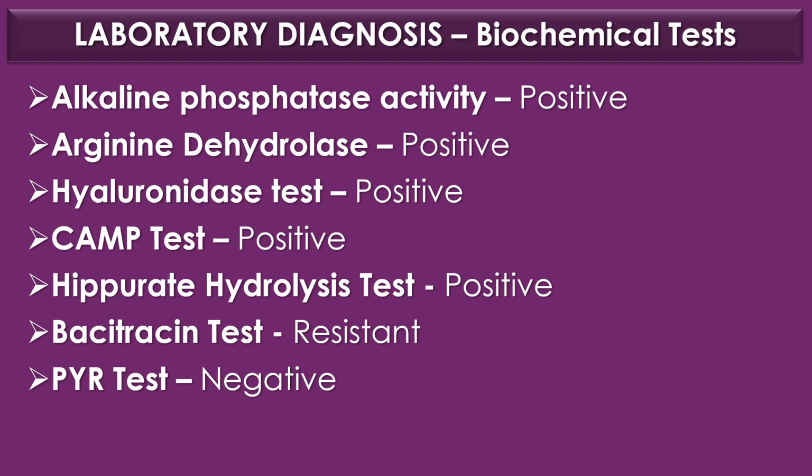and PYR test negative. The PYR test is the major test used for the differentiation of Streptococcus pyogenes from Streptococcus agalactiae because Streptococcus pyogenes shows a positive reaction for the PYR test. And another test, the CAMP test, is also an important test for differentiating Streptococcus pyogenes from Streptococcus agalactiae. For the CAMP test, Streptococcus agalactiae shows a positive reaction, but Streptococcus pyogenes shows a negative reaction.